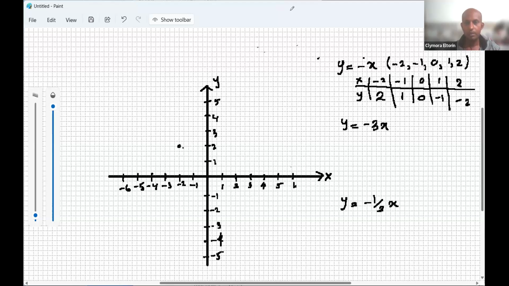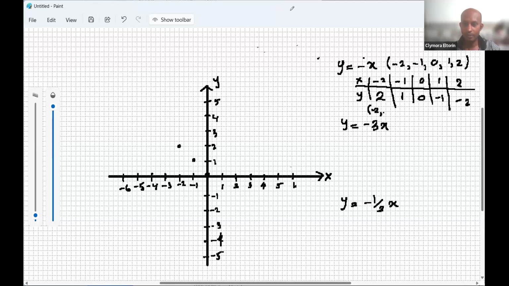Okay. Next one, minus 1 and 1. That's the point. 0 and 0 is the point. And plus 1 and minus 1. Here's the way to write the ordered pairs, or coordinates, of here.